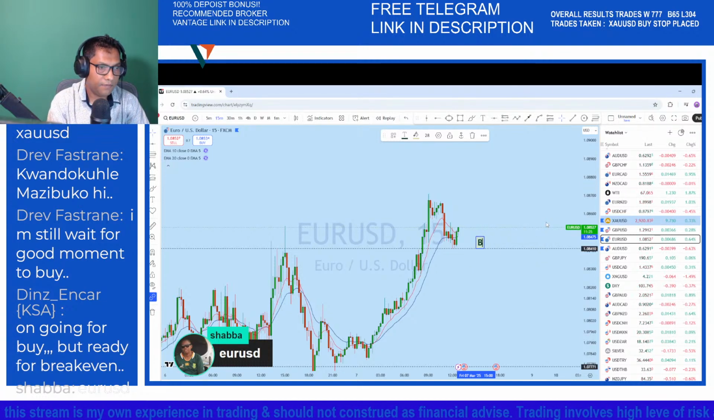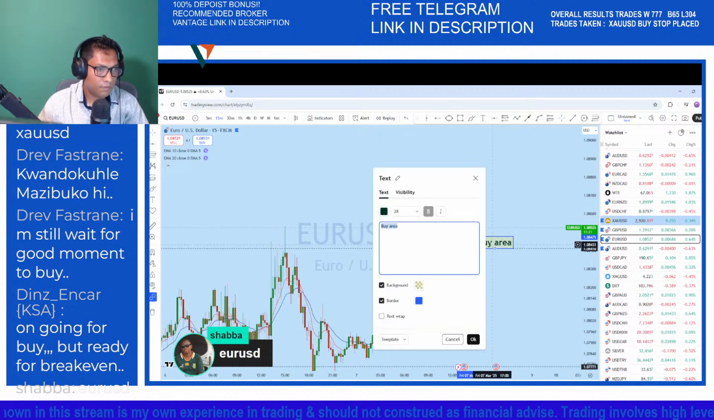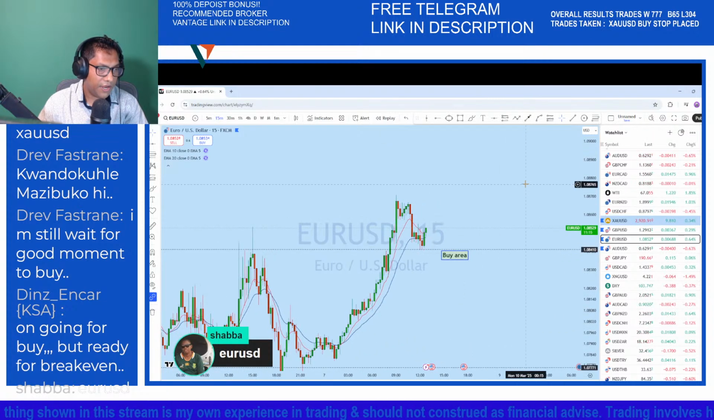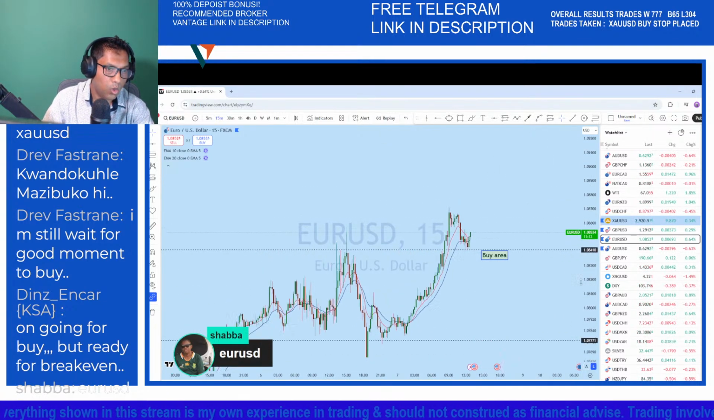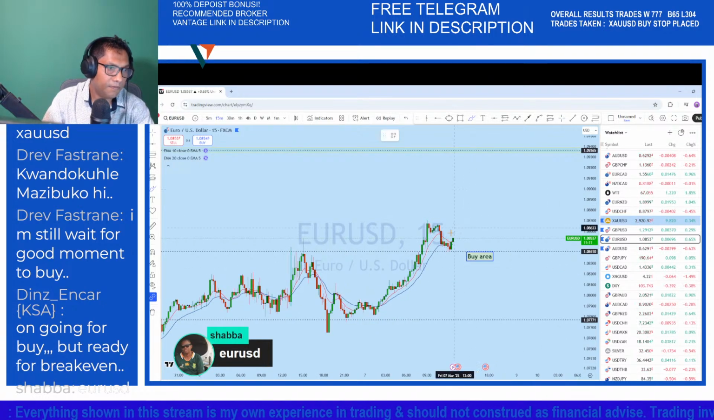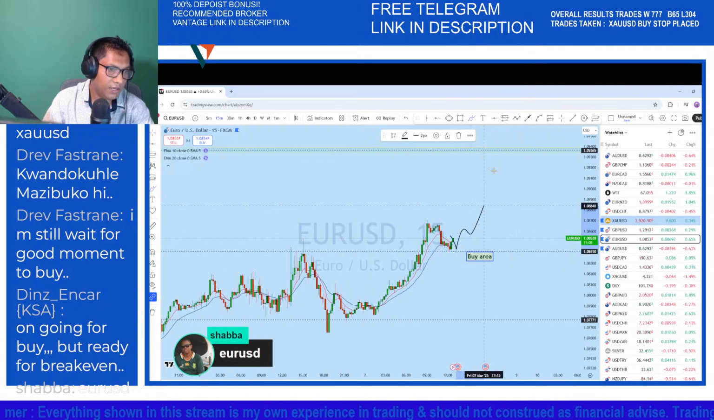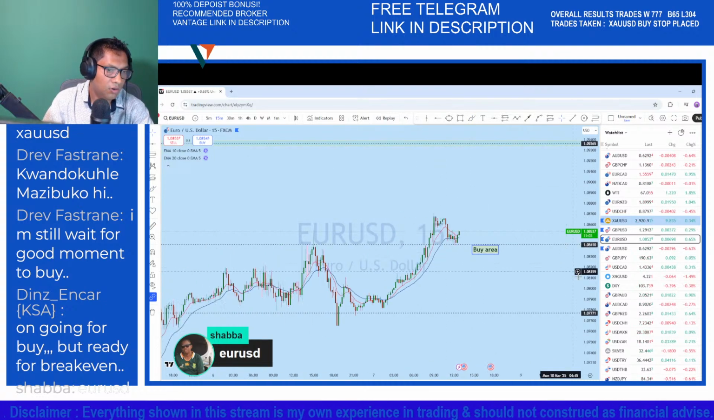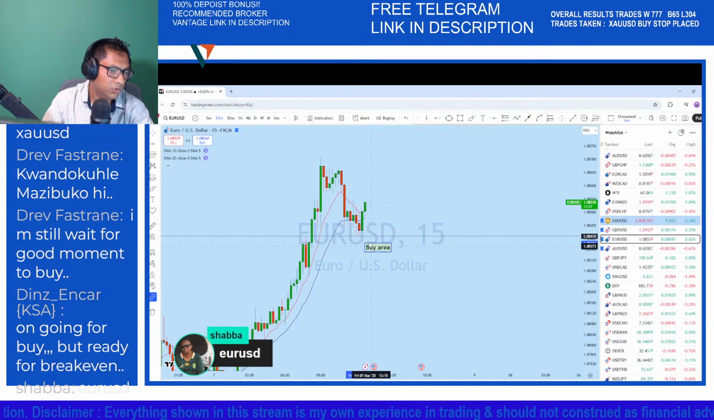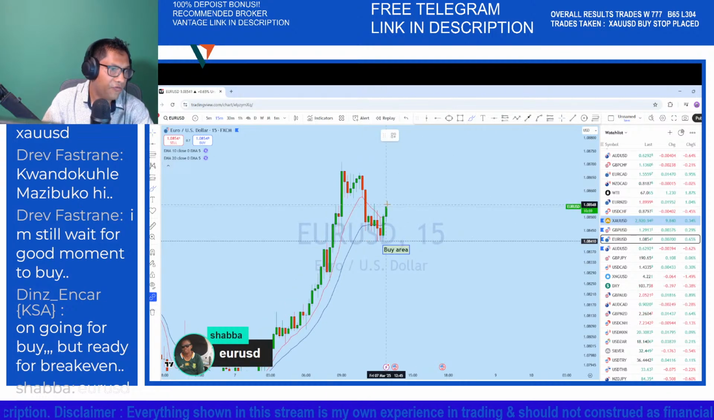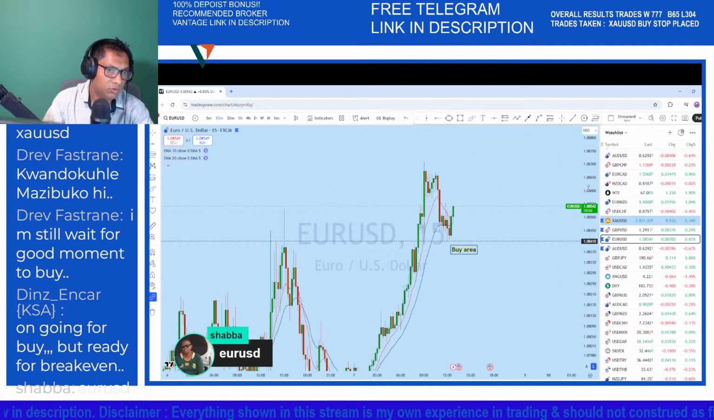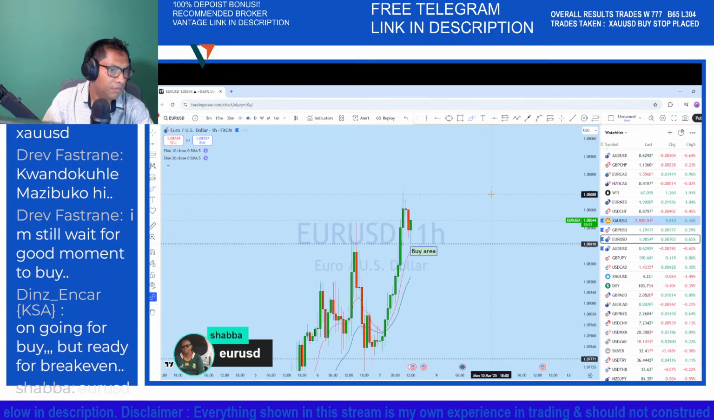Okay, so buy area. Buy area on Euro dollar, wanting to see that it's breaking and then trending here. Okay, so this is what we will be looking at on this one. Once we see enough pullback, liquidity gap, that's where we will be entering into that trade on Euro USD.